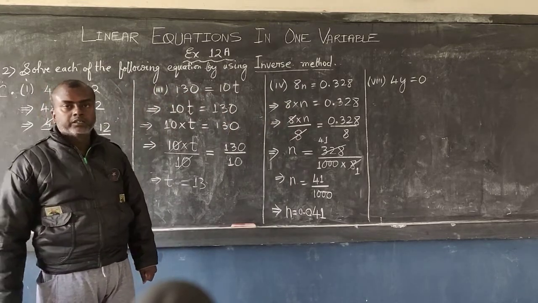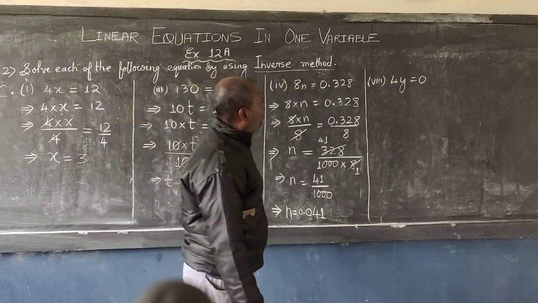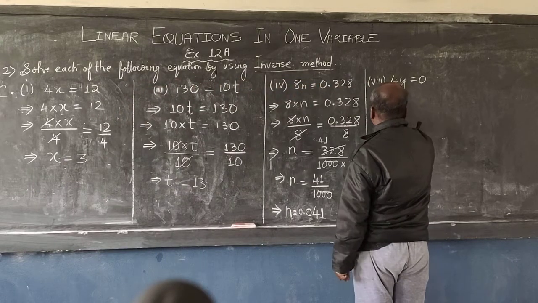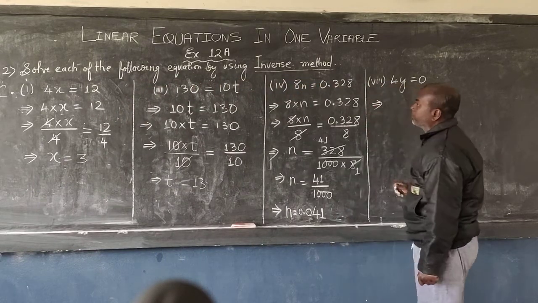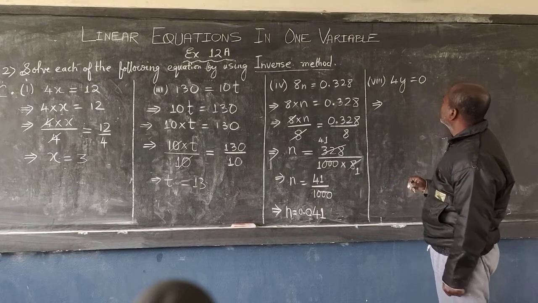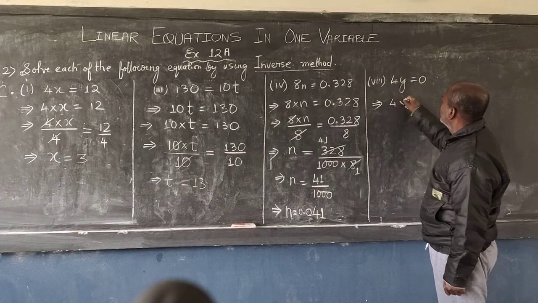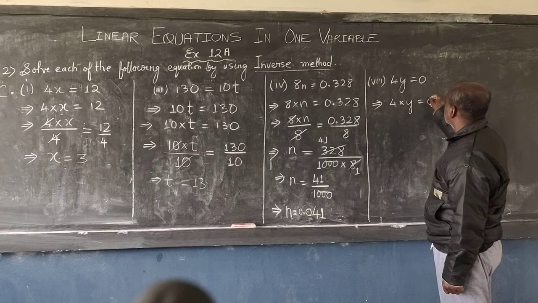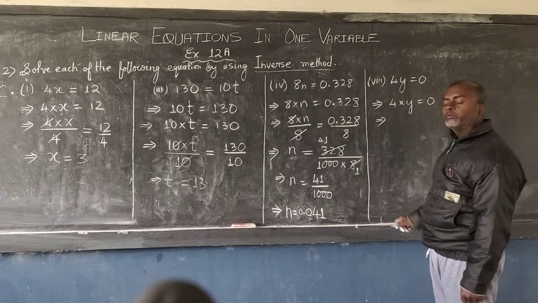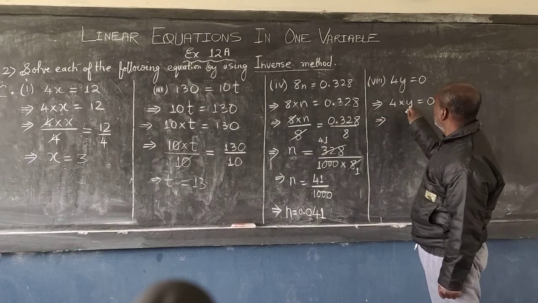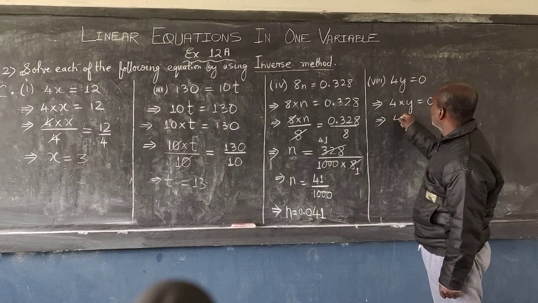Okay, I hope I have made it clear to you. The last number from this particular section, 4 into y equals 0. So now what do we have to do here? From y we have to remove multiplied by 4.